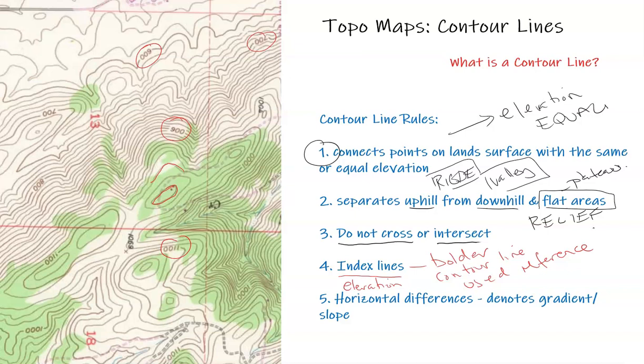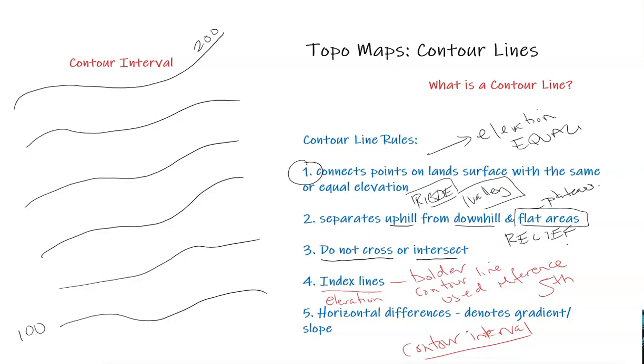So these index lines are bolder, more pronounced, easier to see, and they are every 5th contour line. And they have the number, the elevation. So we can use this to calculate the contour interval of our map, okay? Here on the left-hand side we have a very basic contour map.